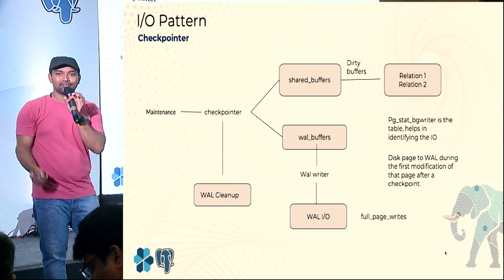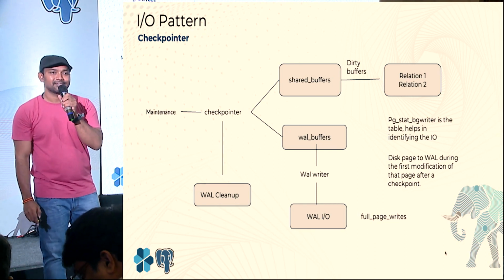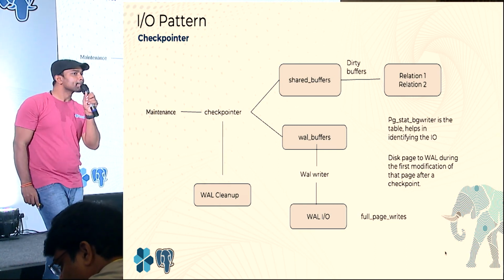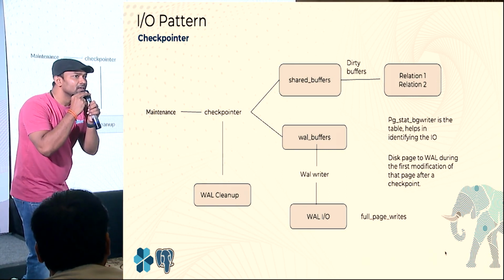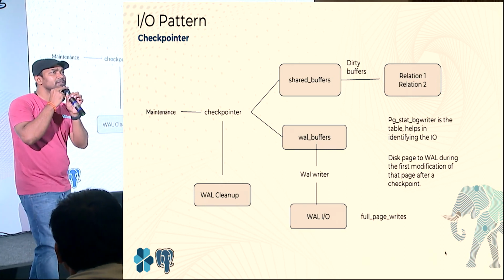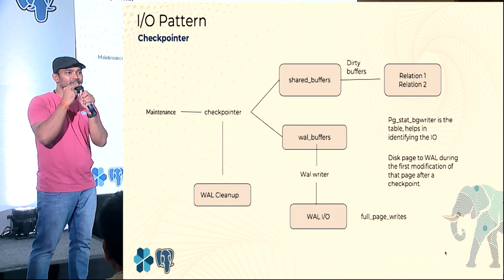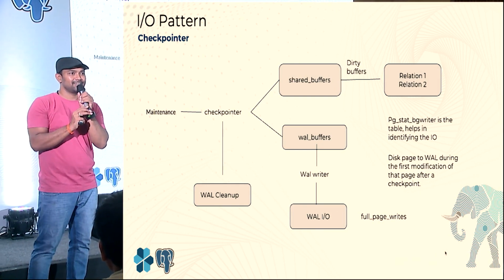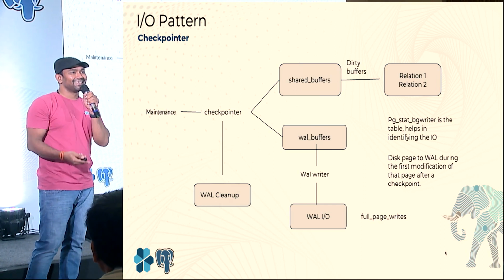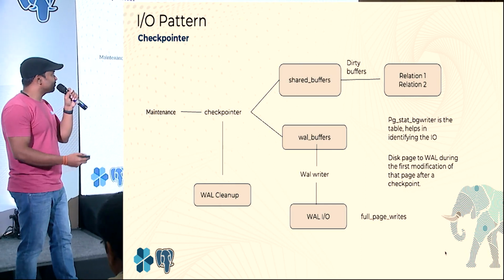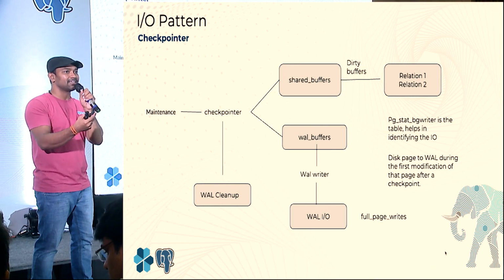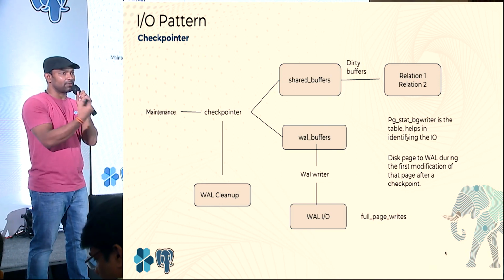And what is the ideal value for the checkpoint interval? No, there is no silver bullet for that. We have to see. Whenever we do a checkpoint, if we have more shared buffers in use, then there will be more IO as well.